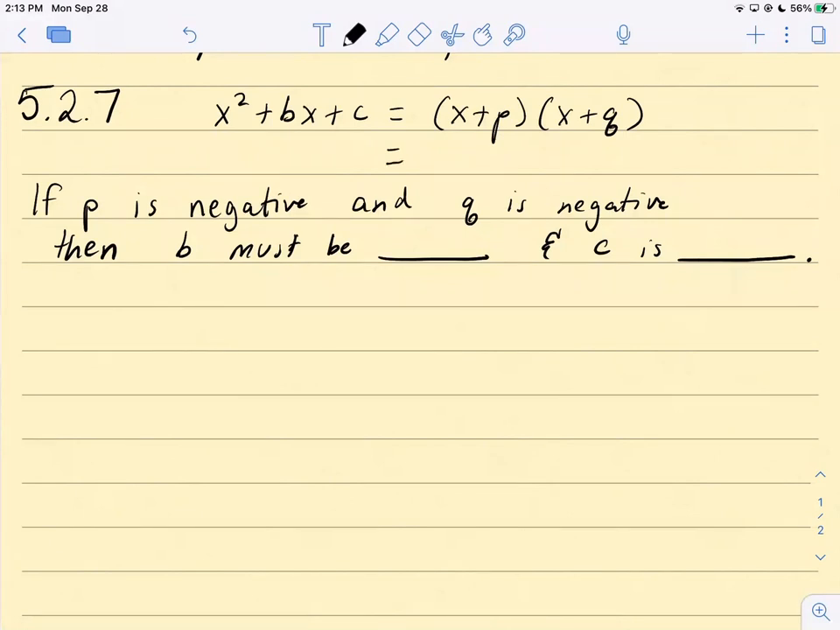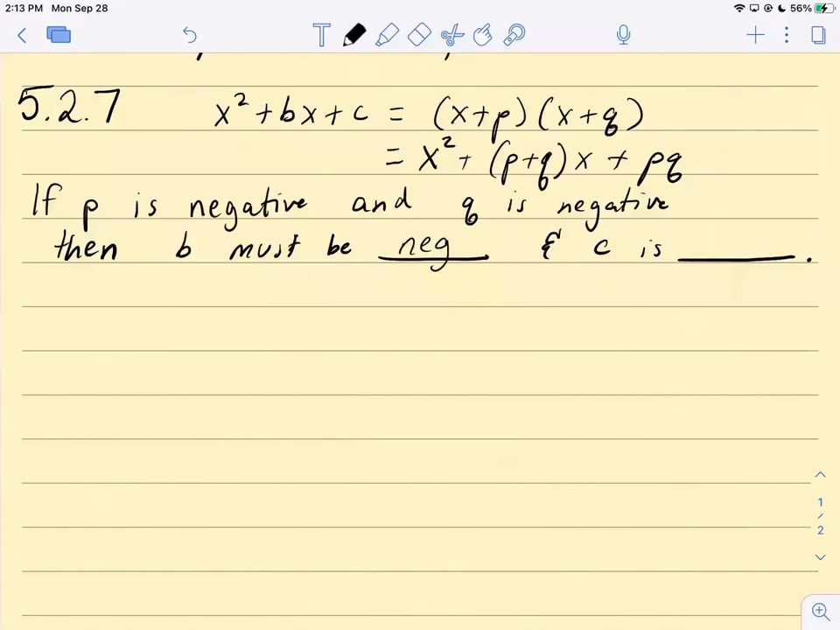Yeah, if you FOIL this out, like if it's x minus 3 times x minus 4, you know that the middle is going to be minus 7x. But you can also FOIL this out in this very useful pattern. You get x squared plus (p plus q) times x plus pq. So what you find is that if the two numbers in the factorization are negative, then the middle coefficient is also negative.